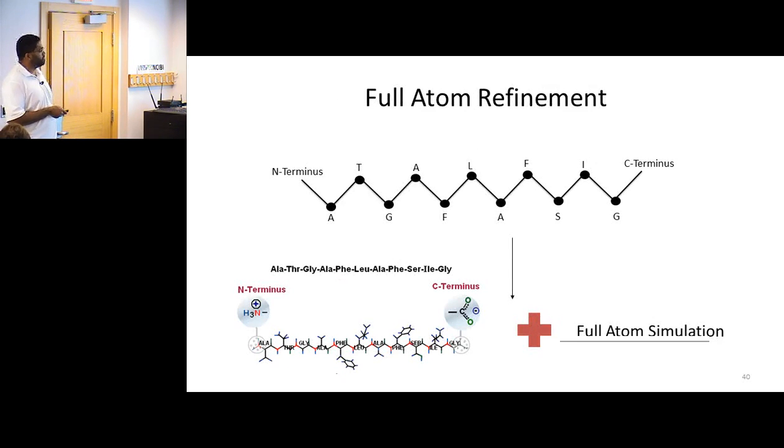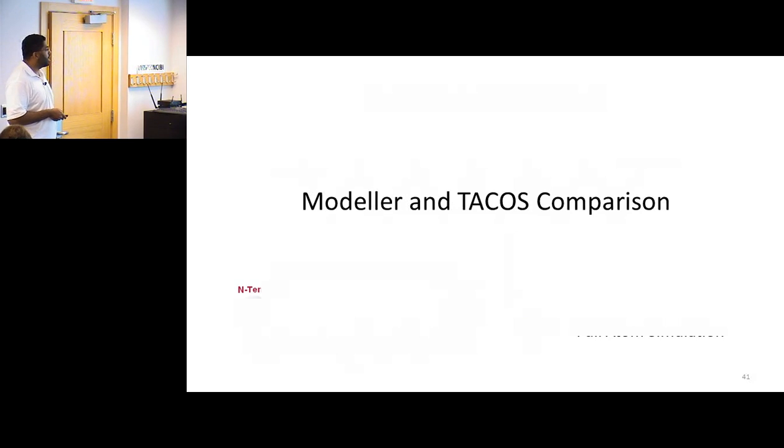So after we've finished our simulation, we add the side chains and the rest of the atoms back, and we allow it to go through a simple Monte Carlo simulation with a full atom potential. So these are more physical-based potentials, van der Waals, electrostatics, and so on and so forth. And that generates our final model.